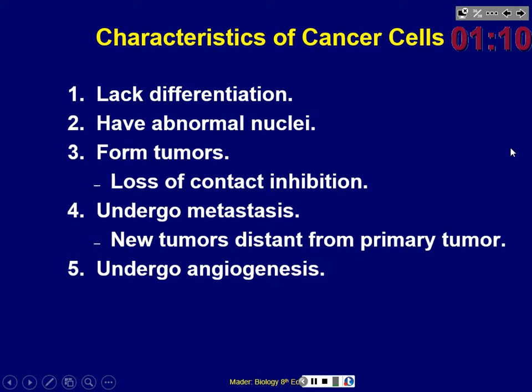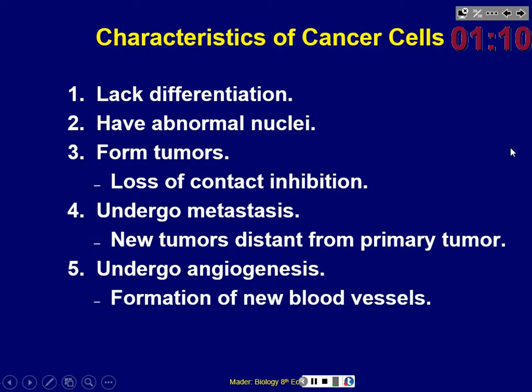Angio. What's angio? Blood, yes. What's genesis? The beginning, yeah. So just guess. Angiogenesis, they have the ability to make your body form new blood vessels. Okay? Think about it for a moment.